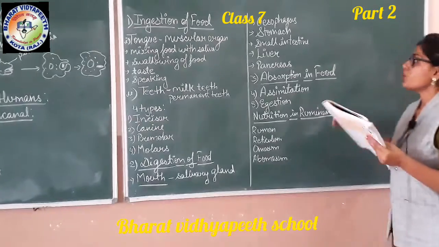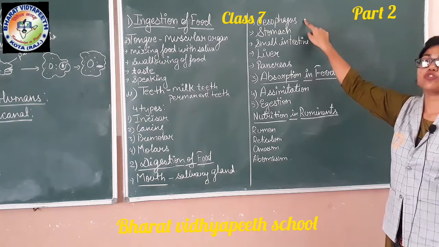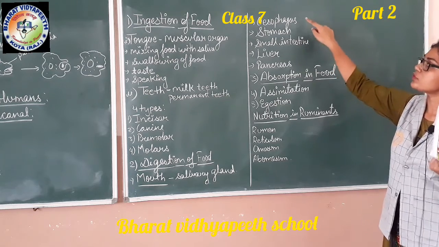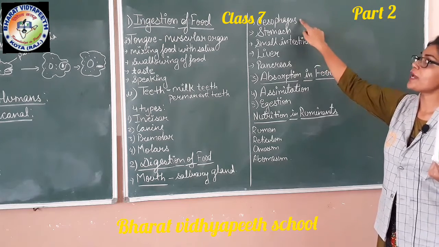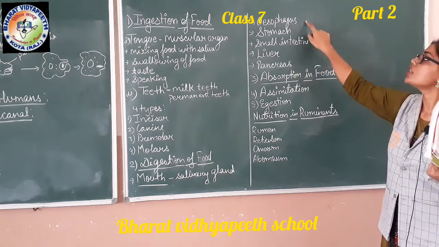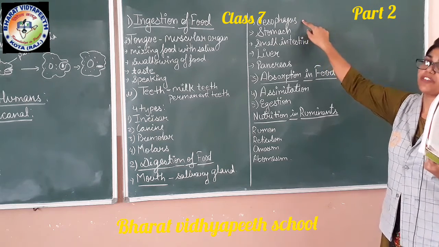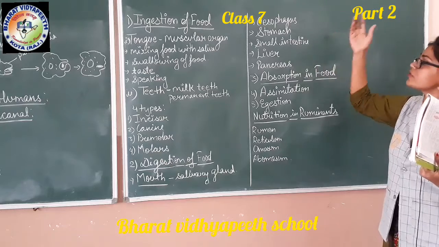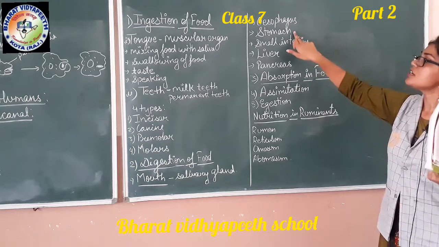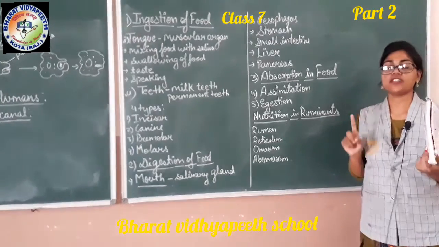Esophagus is also known as the food pipe, which pushes the food from the mouth to the stomach. This is the passage through which the food goes down to the stomach. A wave-like movement called peristalsis pushes the food down, and it moves into the stomach.